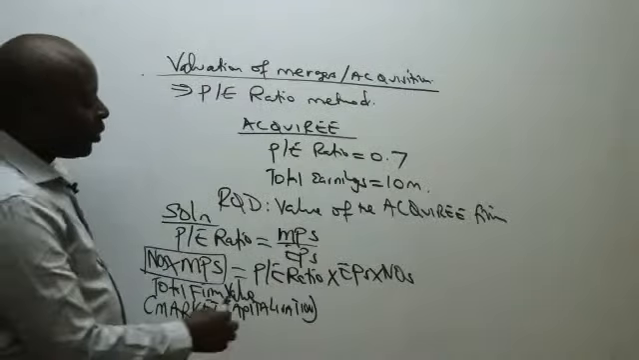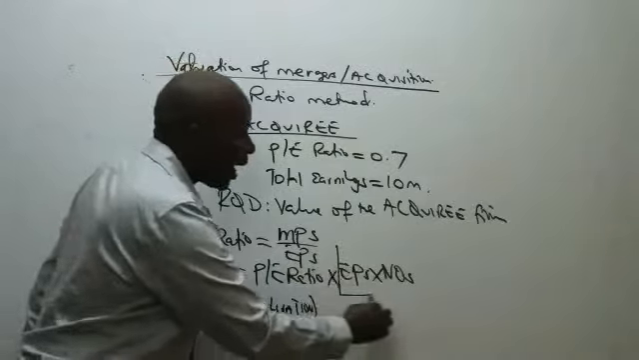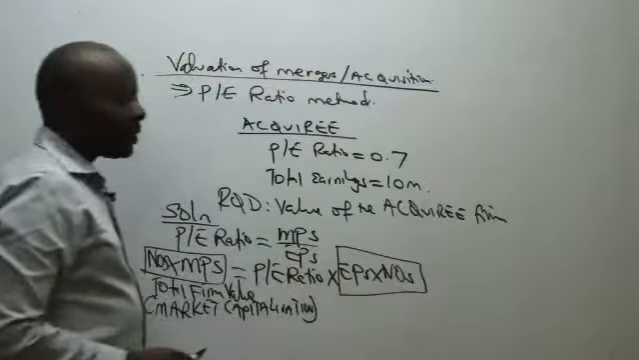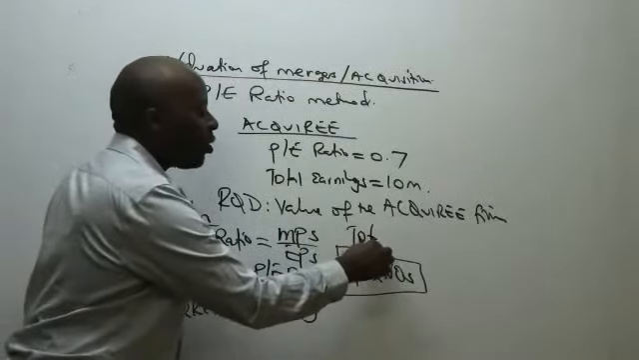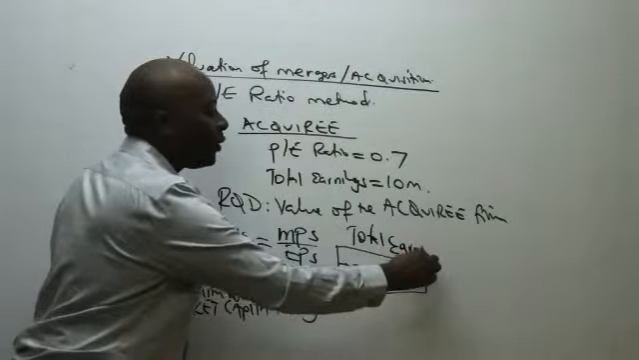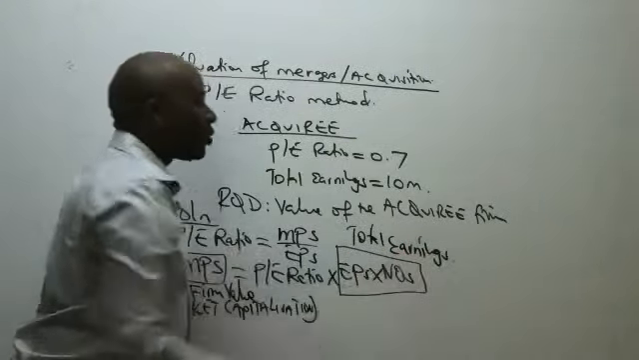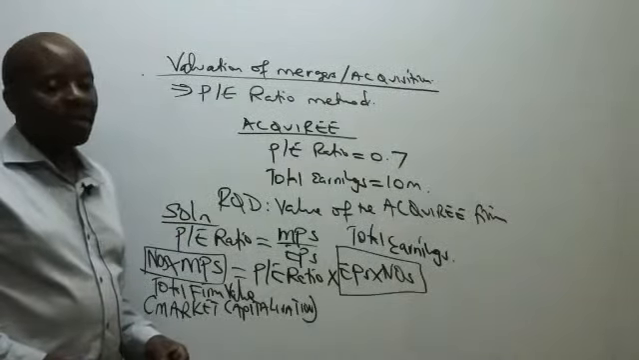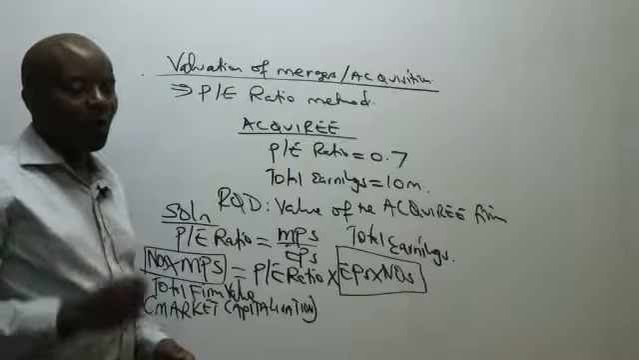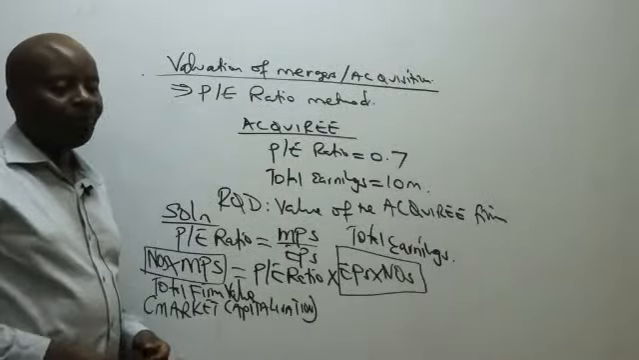And then, ladies and gentlemen, look at this other side. When you take earnings per share times number of ordinary shares, what do you get? I get what we call the total earnings of the firm.